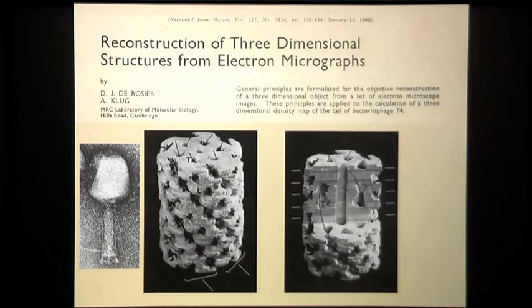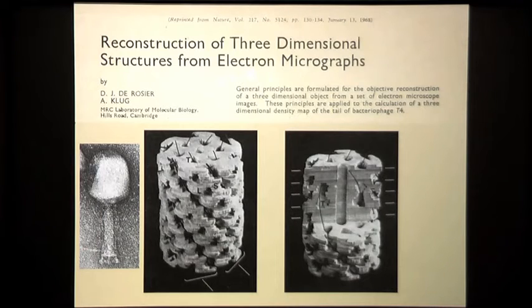It's seldom that one paper is absolutely key in the development of the field, but this is one such. And they say general principles are formulated for the objective reconstruction of a three-dimensional object from a set of electron microscope images. These principles are applied to the calculation of a three-dimensional density map of the tail of bacteriophage T4. And that kind of sums it up. And that is a paper, if you're a student starting up in this, you must go and read that paper. It's absolutely essential. It's the key first paper.